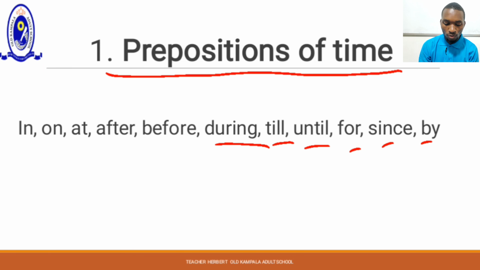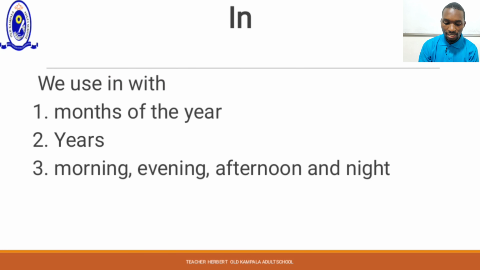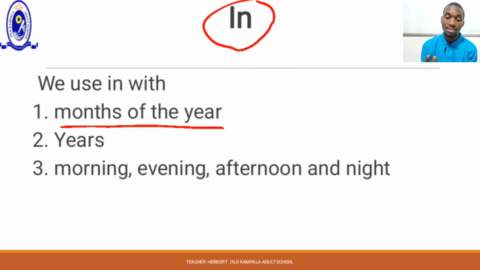So we can start with in. Now, when do we use in? Number one, we use in with the months of the year, like January, February, March, April, May, June, July. So when you talk about those months, use in.